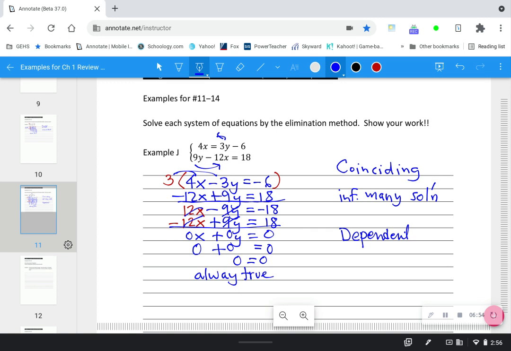Okay, that does it for problems 11 through 14, at least the examples for those problems. And we'll pick up on the other side with example K. That is the first of 2 that I have to illustrate numbers 15 and 16 on your review.